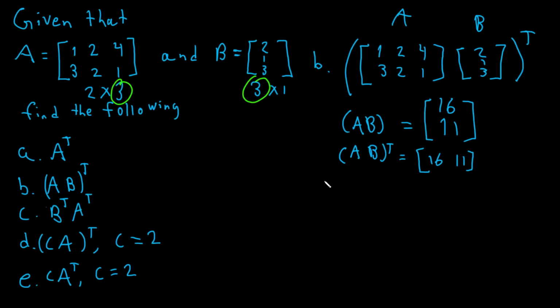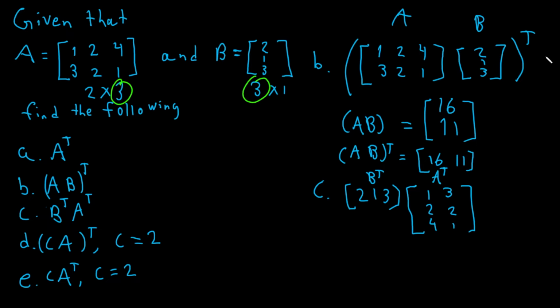Let's do part C. Part C asks us to find B transpose and multiply that by A transpose. So B transpose is going to be 2, 1, 3. And we want to multiply this by A transpose, which we found in part A already. I erased it, so I'm going to have to write it again. It's going to be 1, 2, 4, 3, 2, 1, and this is A transpose over here.